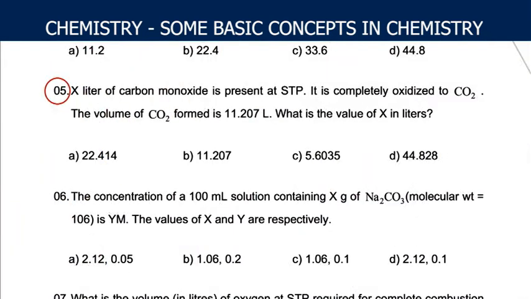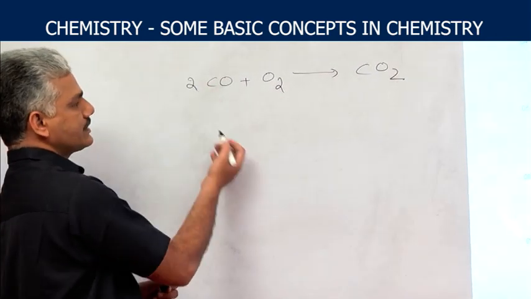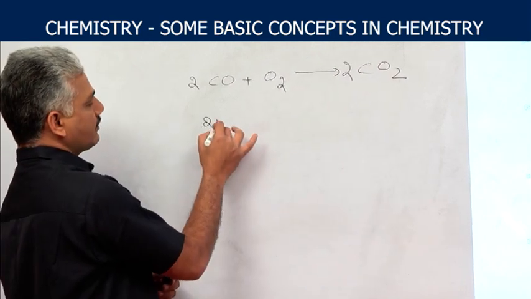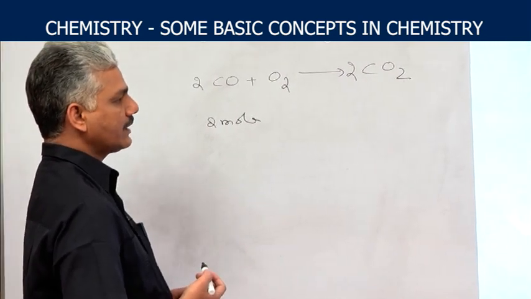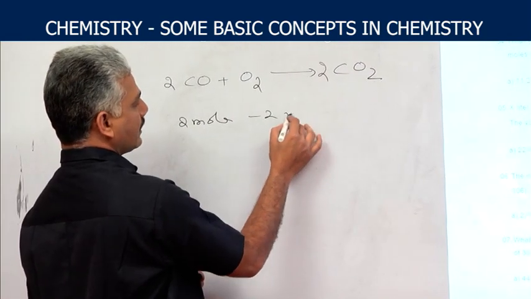Next problem, x liters of carbon monoxide is present at STP. It is completely oxidized to carbon dioxide. The volume of carbon dioxide formed is 11.2 liters. What is the value of x in liters? Carbon monoxide on heating with oxygen gets converted to carbon dioxide. The balanced equation is 2CO plus O2 gives 2CO2. So, 2 moles of carbon monoxide can react with 1 mole of oxygen to give 2 moles of carbon dioxide.